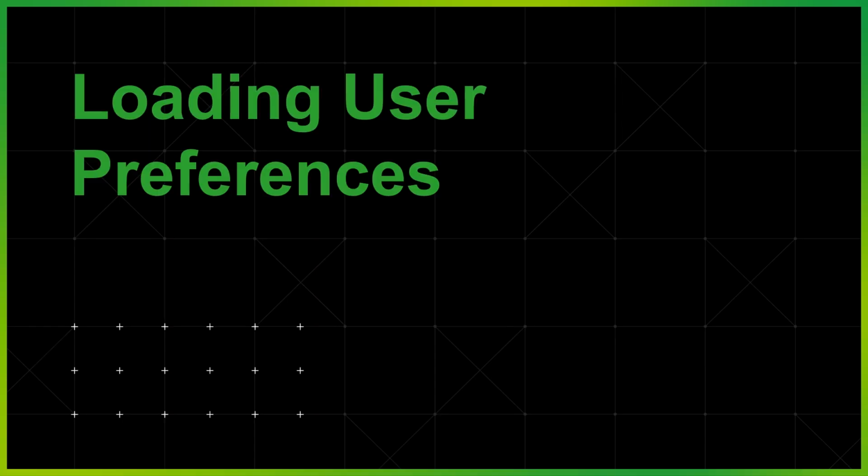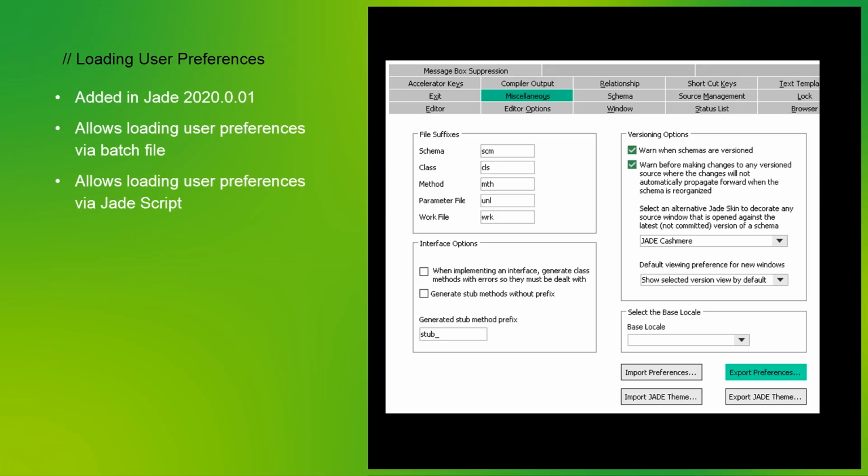Loading user preferences. I think there's always been a way to load user preferences from a file. At least it's possible as far back as Jade 6.3. But a feature I was previously unaware of that was introduced in Jade 2020-01 is that you can now load them via batch script. Jade Schema provides a non-GUI application that'll load the user preferences file for the designated user.